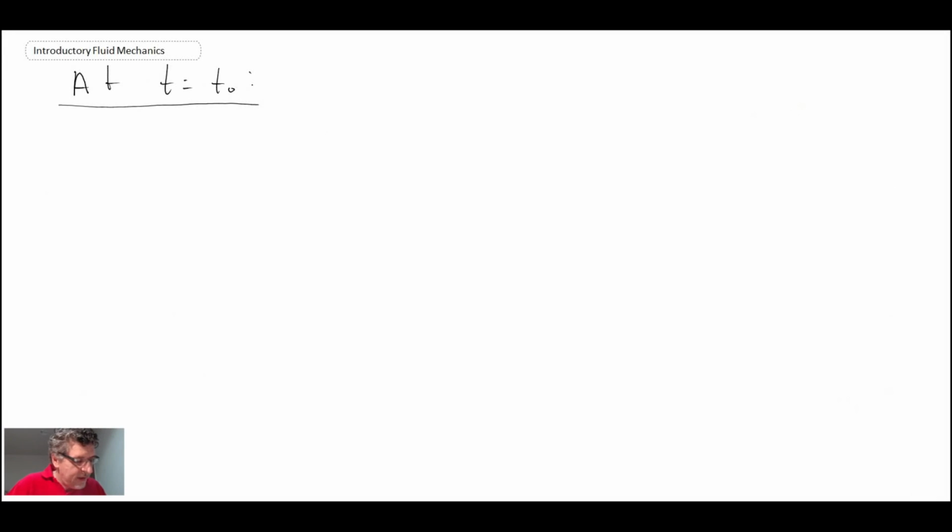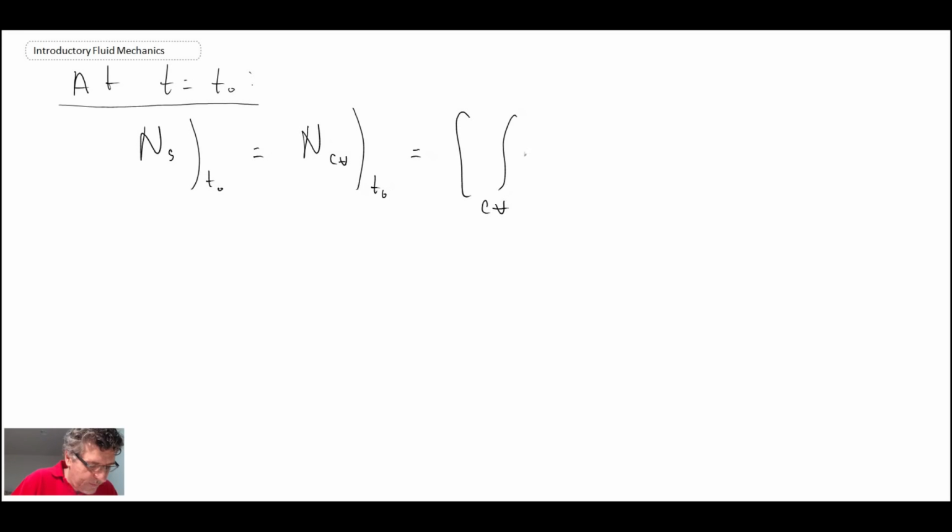So at time T naught, the control volume and the system were overlapping with one another. So we can say that our system value, our extensive property at T0, is also equal to what was happening in the control volume at T0. And this we can represent as an integral across the control volume of eta rho dV at T0.